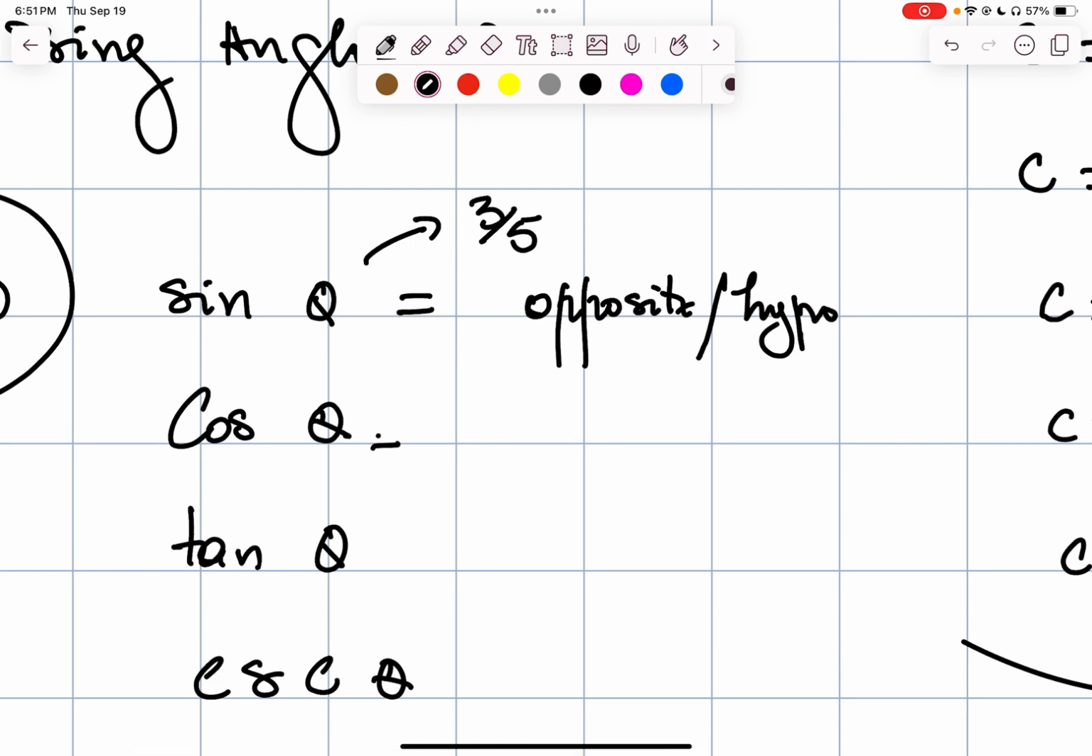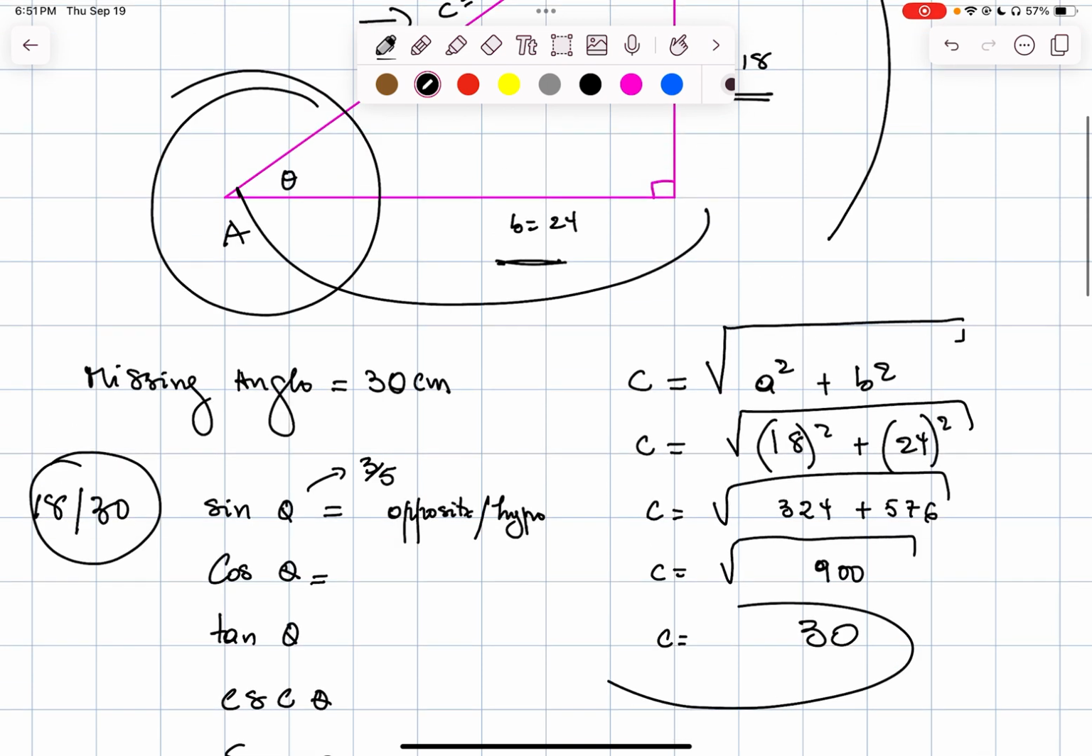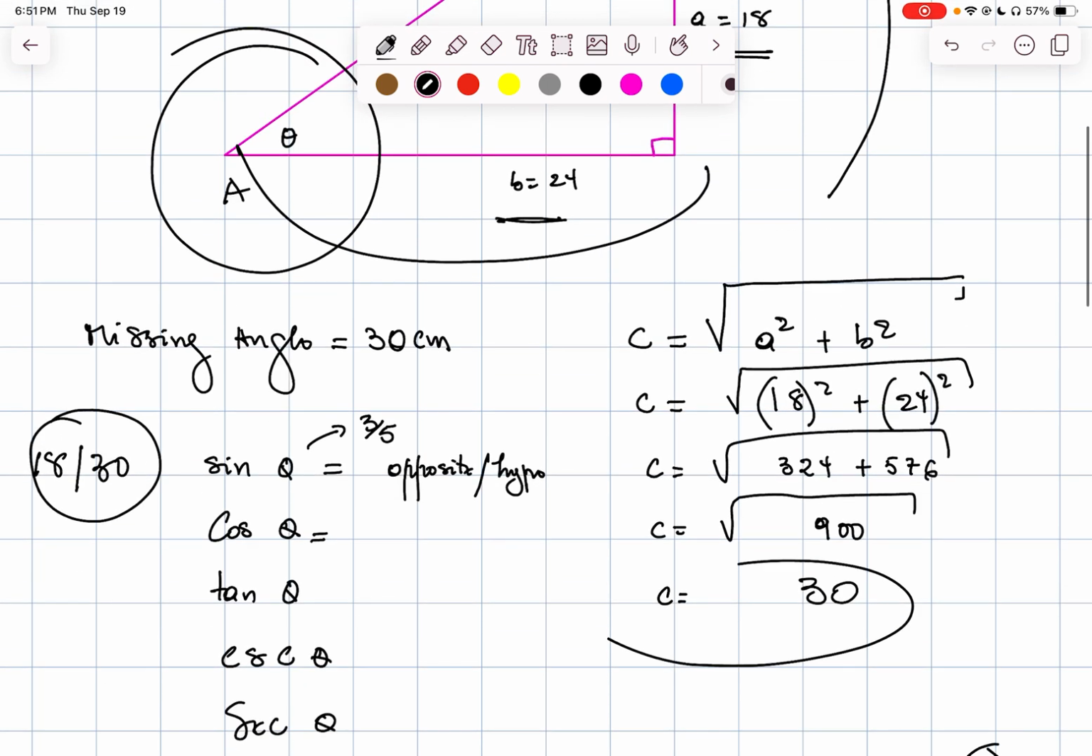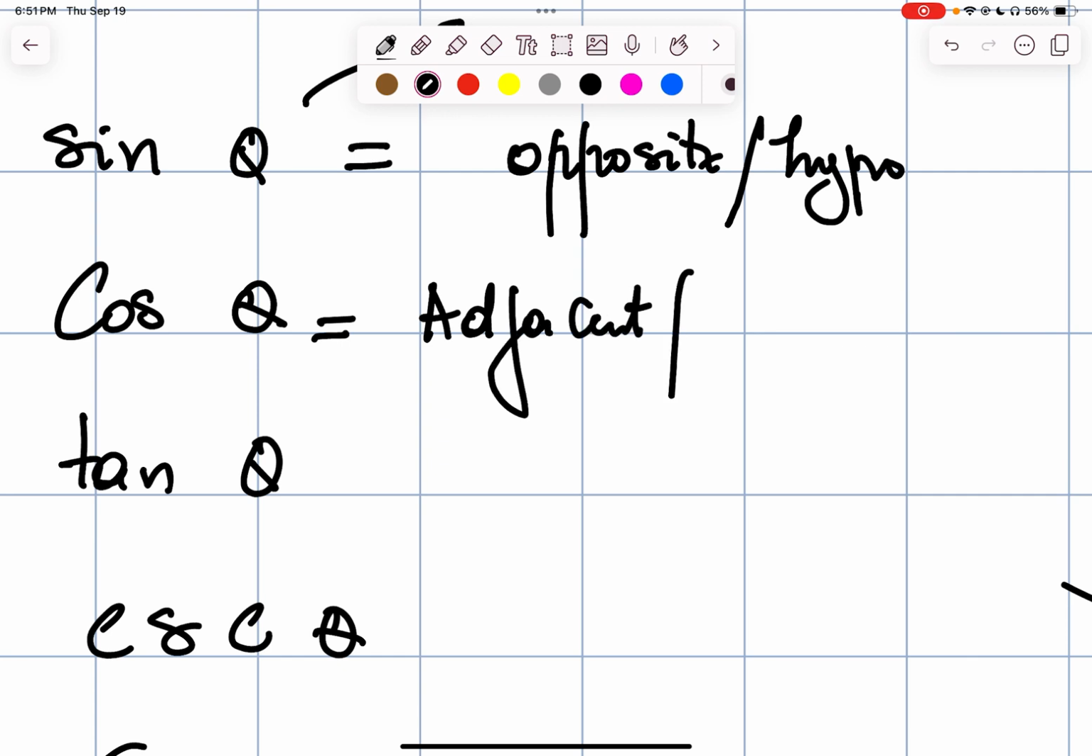So right now we can look for the cos. We're still going to use the same angle. The angle is not going to change throughout the exercise. And the cos, like some of you might already know, is equal to the adjacent side over the longer side, which is the hypotenuse.